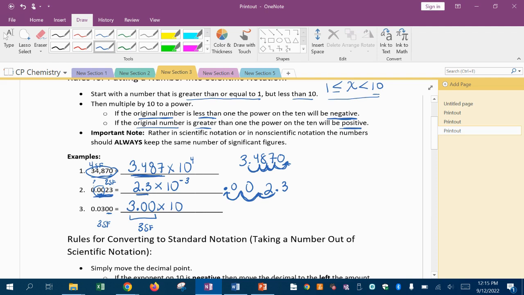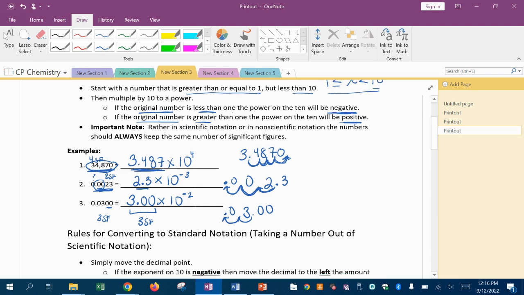All right, times 10. We know it's going to be a negative exponent, and we're going to have to move it. If I have 3.00, I move it one time, two times. Okay, so negative second power. So key things, always make sure the beginning number is greater than or equal to 1, but less than 10. And then it's always times 10 to an exponent. If the original number is less than 1, you're going to have a negative exponent. If the original number, like the first one, is greater than 1, you have a positive exponent.